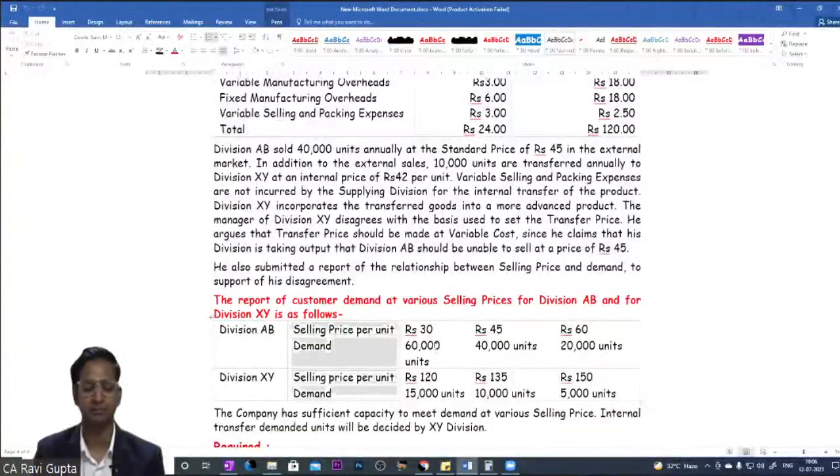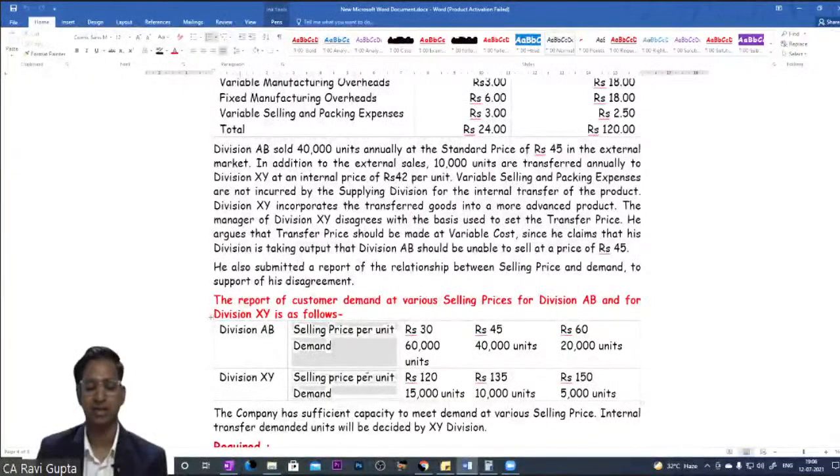Selling price is given. What is the demand at 30 rupees? 60,000. What is the demand at 45 rupees? 40,000. And what is the demand at 60 rupees? 20,000. That means at 45 rupees, they can only sell 40,000 units. Yes, when they reduce their selling price, they can increase their demand to 60,000.